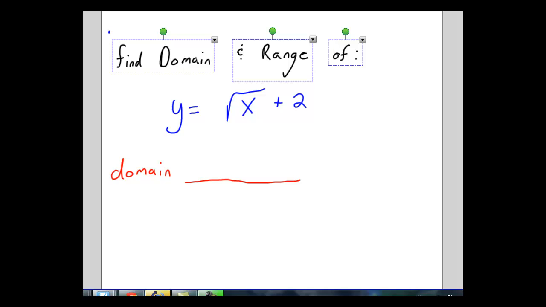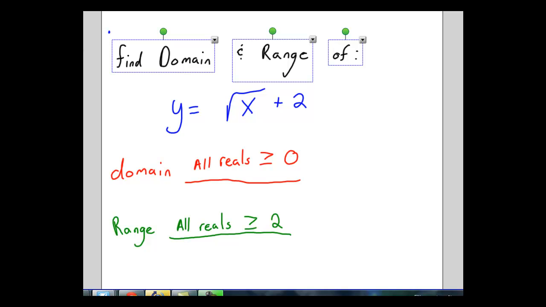So if I look at that, I'm going to say my domain is all reals greater than or equal to 0. So I can't have a number that's negative in here because that gives me a non-real number, which we'll learn later in the year. So I could put any x in that's greater than or equal to 0. And my range. Now if we look at the range, what are my possible outputs? Well, if I think of that, my possible outputs are going to be all real numbers that are greater than or equal to 2.